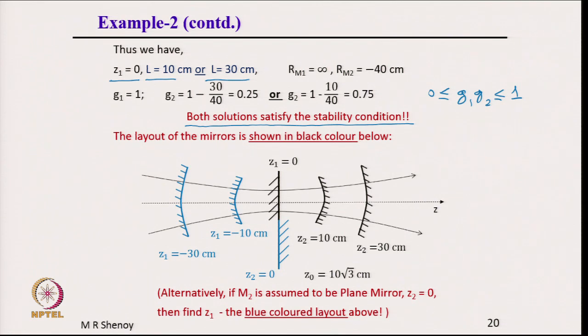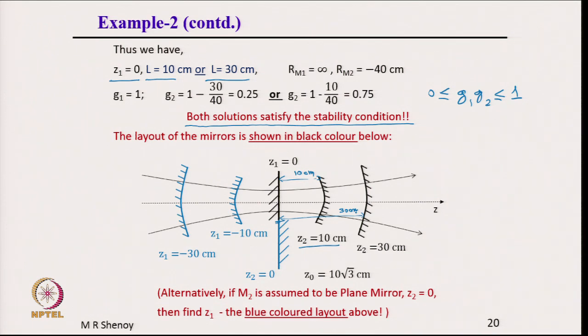Therefore, both resonators must be stable, which means we may have a resonator. First, let us look at the black color layout. The plane mirror is M1. So, I have the plane mirror at Z equal to 0, and this is at Z2 equal to 10 centimeter, which means this separation is 10 centimeter. Or I may have Z2 equal to 30 centimeter. According to the mathematics, Z2 equal to 30 centimeters is also permitted, which means the resonator may be of length 30 centimeters. So, this is 30 centimeter.